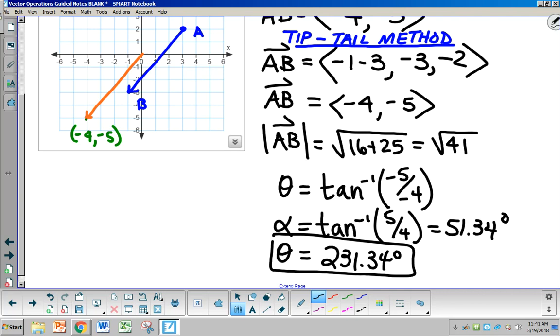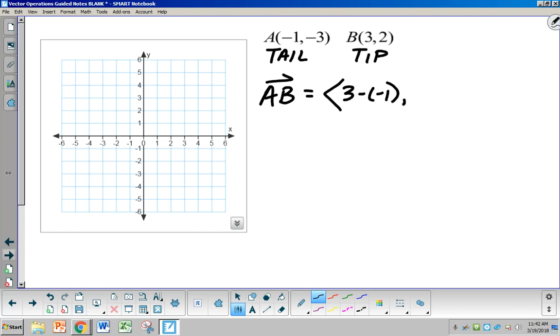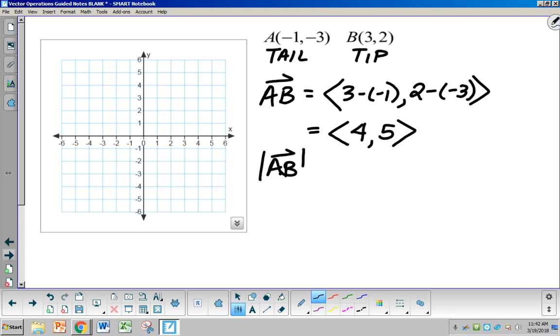Yes. We got one more that we can do before lunch bell here. This is going to be the opposite. This is the tail, and this is the tip. So let's use the algebra technique we have. AB is going to be 3 minus negative 1, which is 3 plus 1, yes. And then 2 minus negative 3. So this is going to be 4, 5. So do we know the magnitude of this one already? Yep, what is it going to be? The square root of 41.